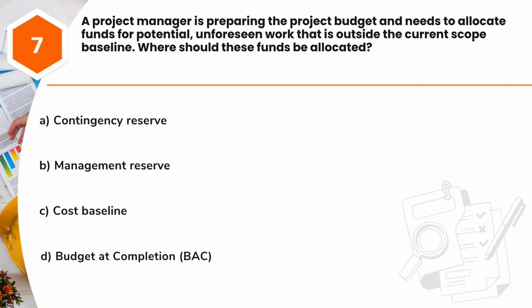Question 7. A project manager is preparing the project budget and needs to allocate funds for potential, unforeseen work that is outside the current scope baseline. Where should these funds be allocated? A. Contingency reserve. B. Management reserve. C. Cost baseline. D. Budget at completion, BAC.